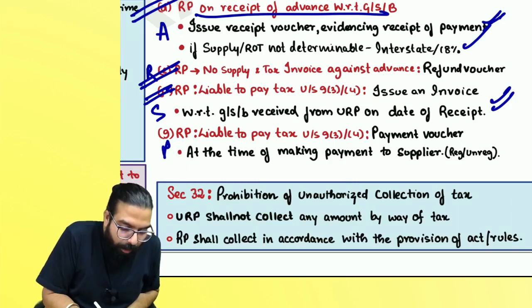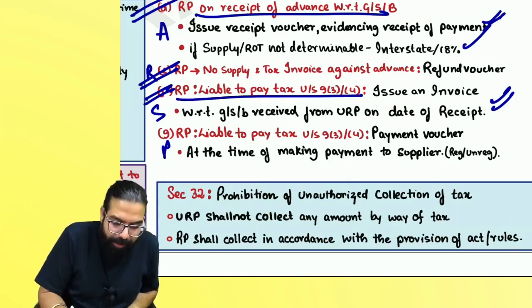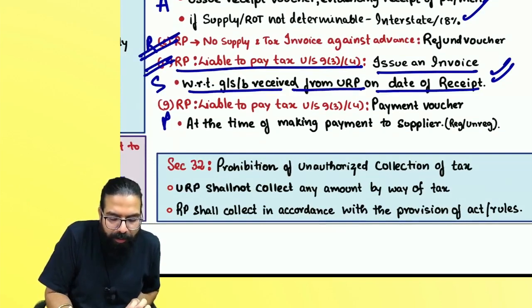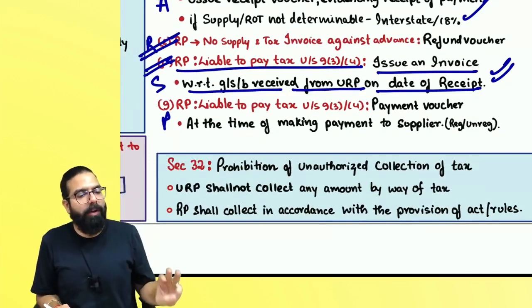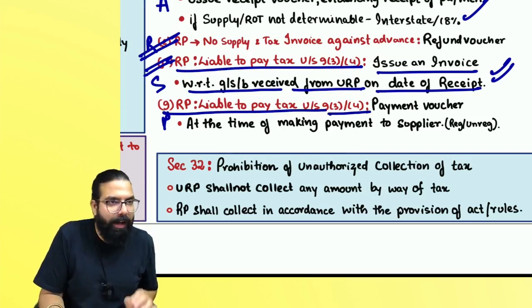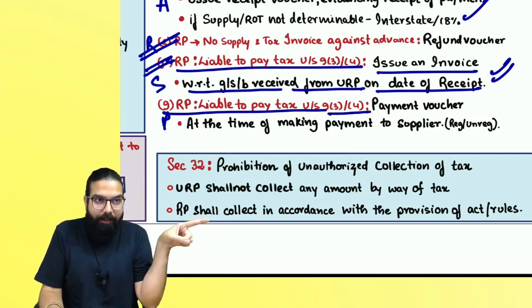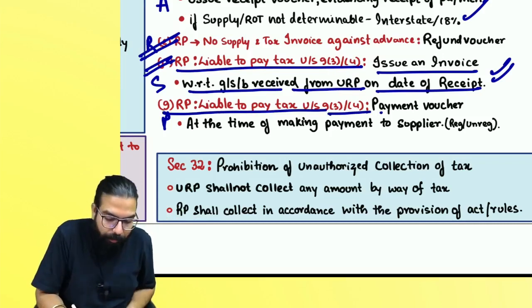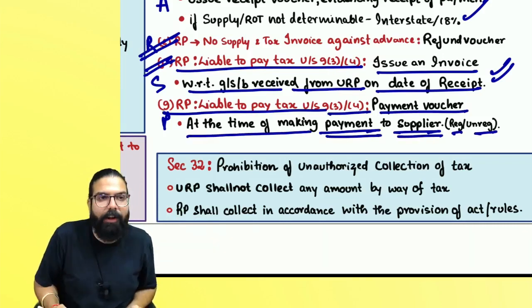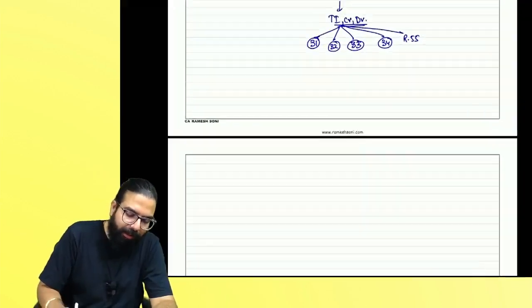So it says, whenever you are liable to pay tax under RCM under 9(3) or 9(4), you have to issue an invoice with respect to goods or services which you have received from an unregistered person on the date of receipt. Sir, if you are liable to pay tax under section 9(3) or 9(4) under RCM, the payment voucher should be issued at the time of making payment to the supplier, whether the supplier is registered or unregistered.